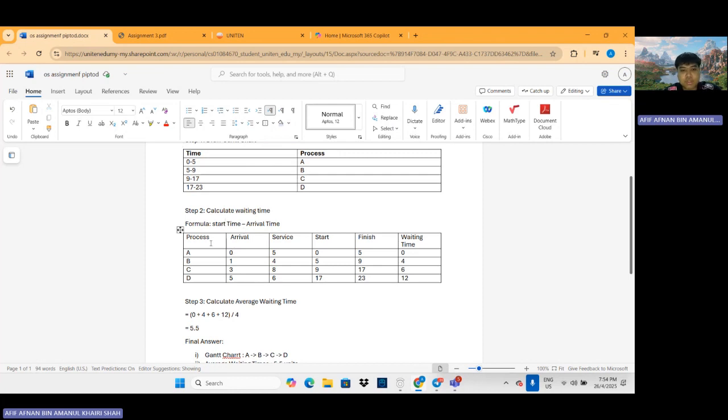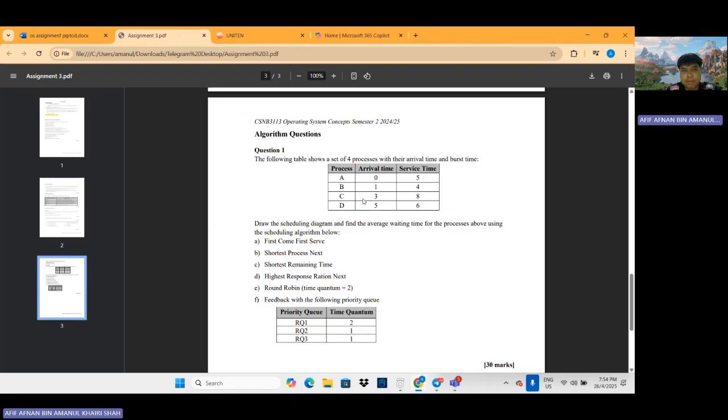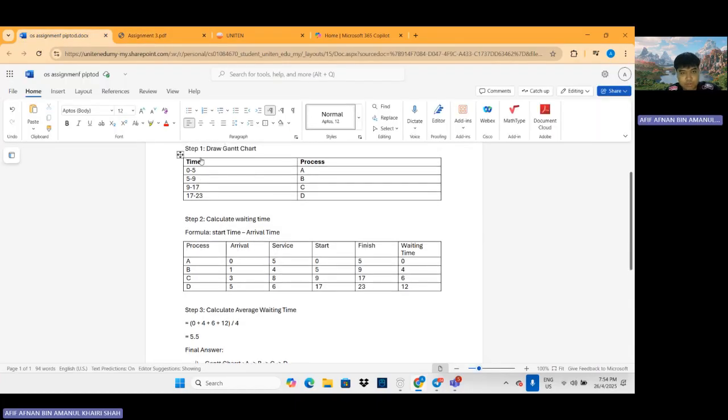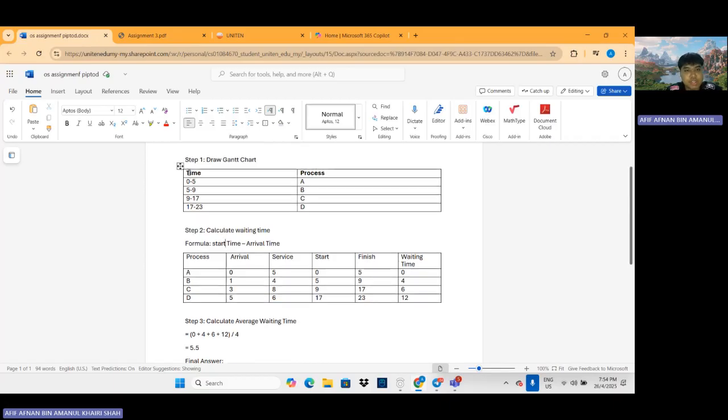So we must draw the table. We start with the process, arrival, service, start, finish, and waiting time. For arrival, we just copy from the table given, same with service. And for start, we just copy from the left-hand side of the Gantt chart, which is 0, 5, 9, and 17. And same with finish, we just copy from the Gantt chart we just drew. So process A, 5, process B, 9, process C, 17, and process D is 23.